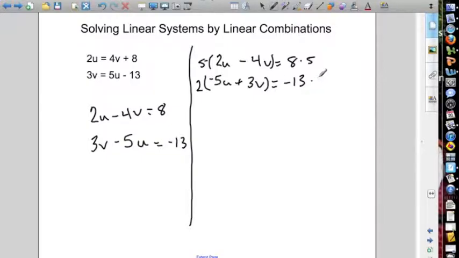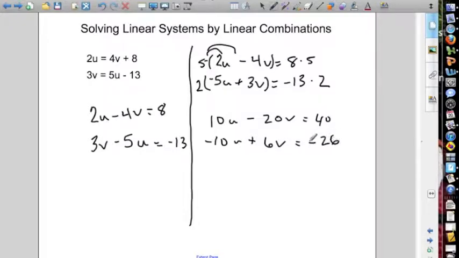But remember, when you do that, you have to multiply everything by whatever you're multiplying by. So I have to take the 5 and I have to bring it into both of them. That gives me 10u minus 20v equals 40. I go through here, I have negative 10u. Remember, that's the big one I'm looking at. That's why I chose to multiply by 2, so I could get these to cancel out. But then I have to go through and I have to multiply this by 2 and I have to go through and multiply this by 2.